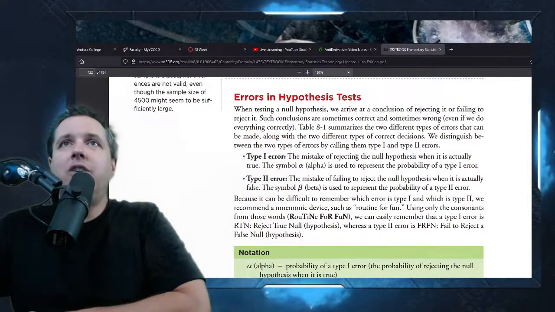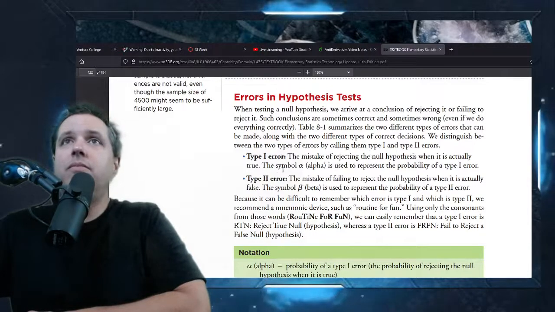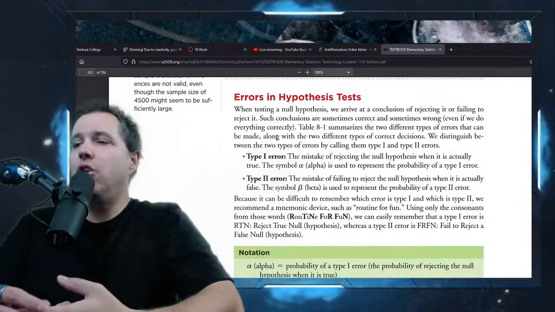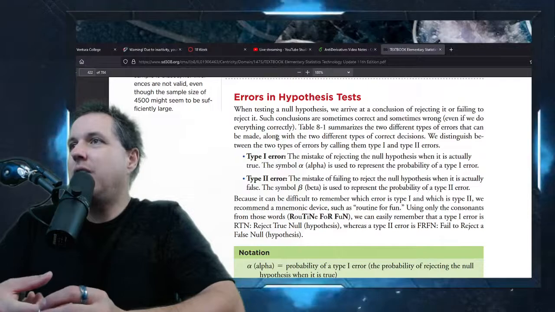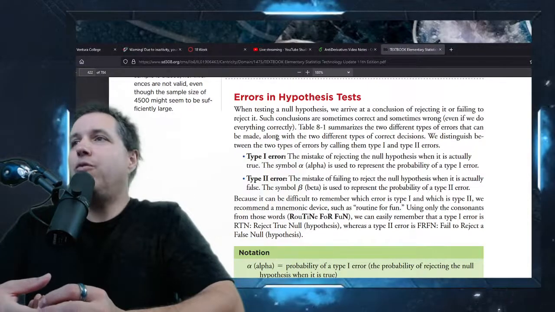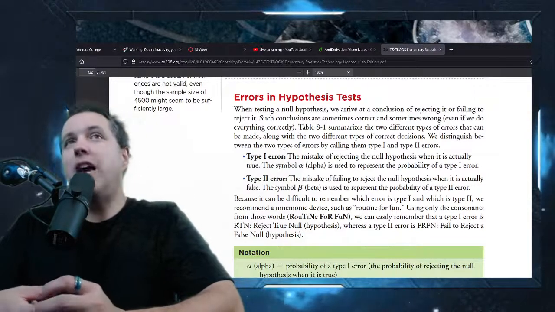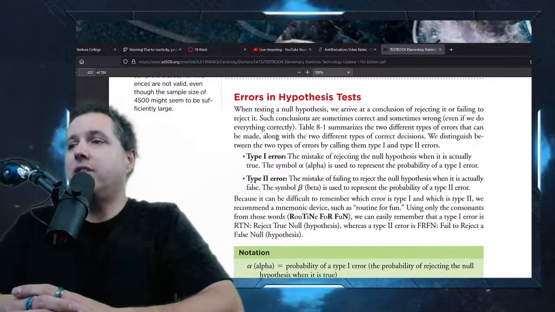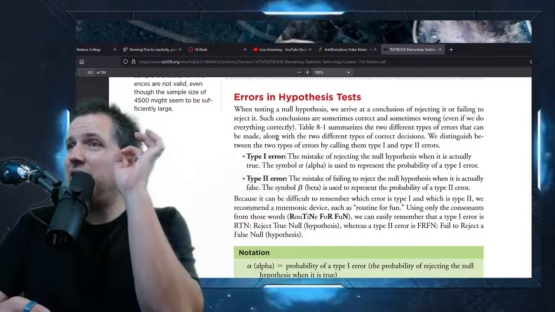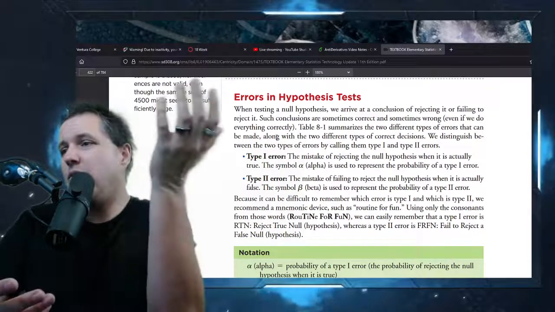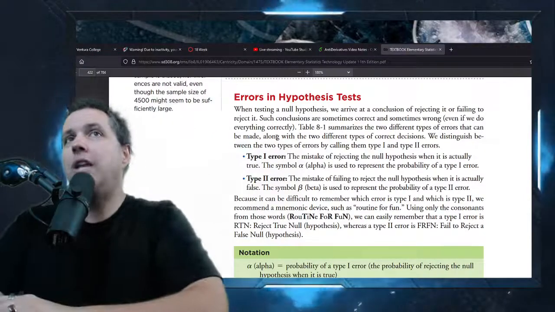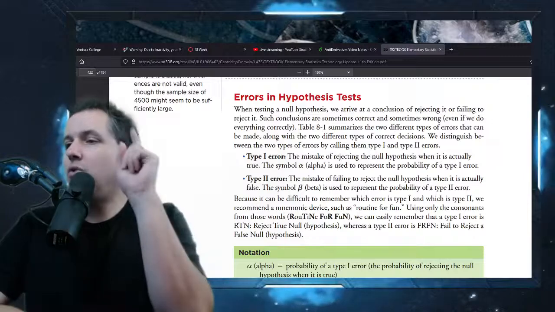Type 1 error, the mistake of rejecting the null hypothesis when it is actually true. You won't know that you've done this, right? Because if we knew for sure what the actual value is, we wouldn't have run a hypothesis test in the first place. So every time you reject a null hypothesis, there's a tiny, tiny little chance that you shouldn't have. But you won't ever know. It's like if we were magic and we could magically know these values, we wouldn't have to run these tests in the first place. So that's one type of error.